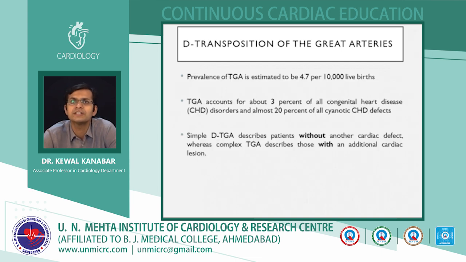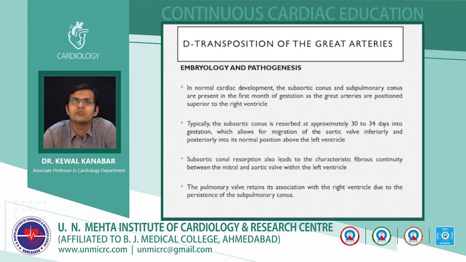The prevalence of TGA is around 4.7 per 10,000, and it accounts for 3% of all CHDs and around 20% of all cyanotic congenital heart diseases. Simple DTGA is without any other cardiac defect, and complex DTGA is those with an additional cardiac lesion. Normally we have two coni, the subaortic conus gets resorbed and the subpulmonic conus persists. Because of the resorption of the subaortic conus at around 30 to 34 days of gestation, the aortic valve moves inferiorly and posteriorly, and it comes in direct continuity with the left ventricle. The resorption of the subaortic conus results in complete fibrous continuity between the mitral and the aortic valve.